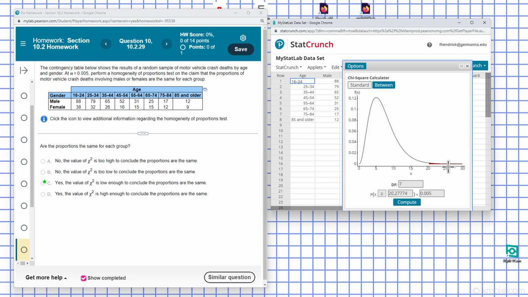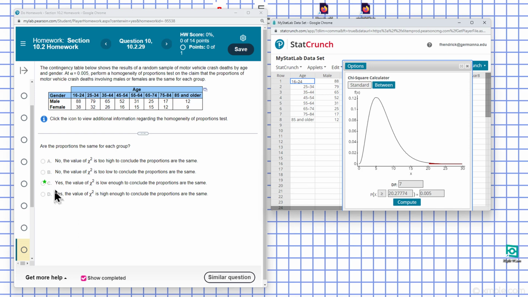If your test statistic lands in the red, then we end up rejecting the null hypothesis. If it falls in here, we fail to reject the null hypothesis.